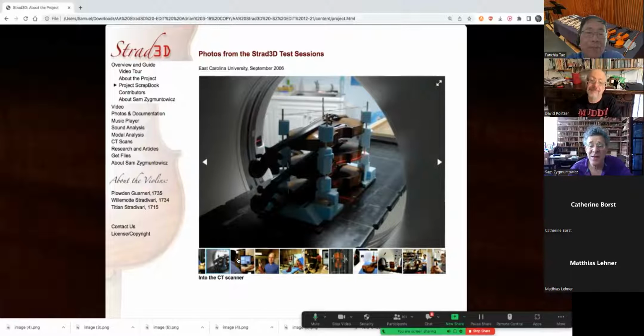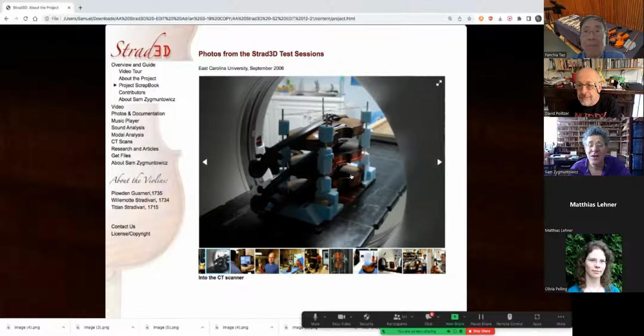These are three violins going through the CT scanner in a very clever Sorry, what's that? I think somebody. No, okay.